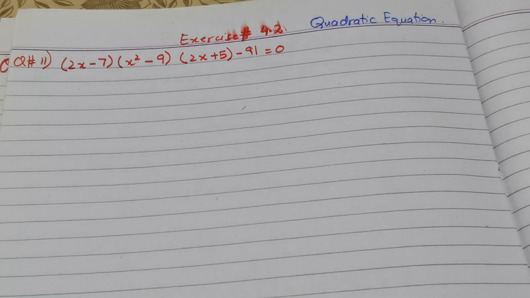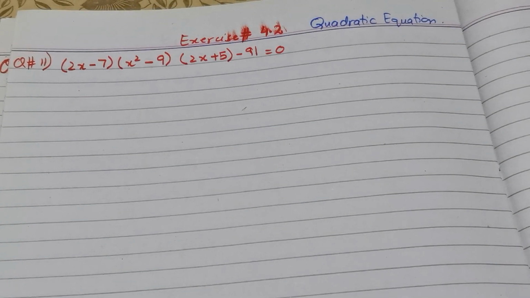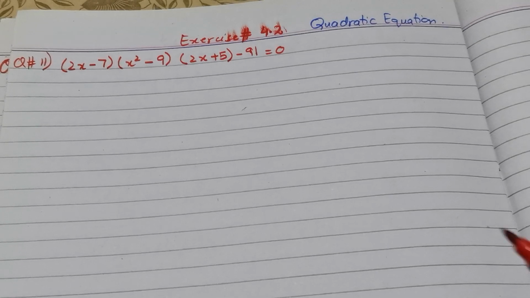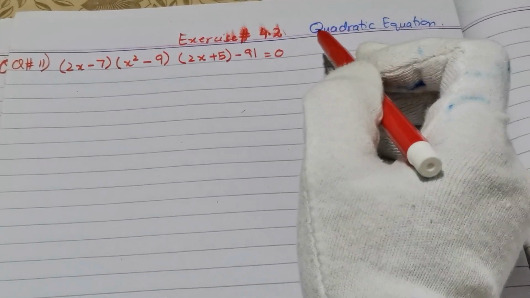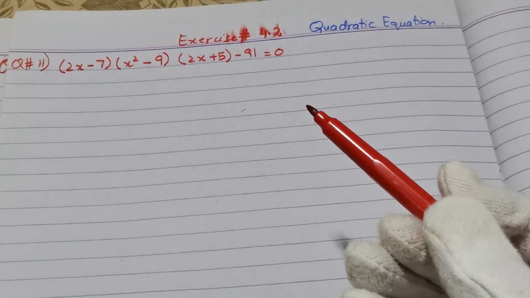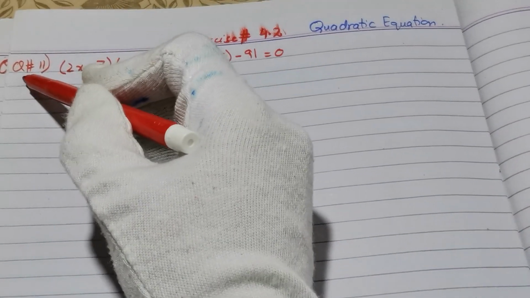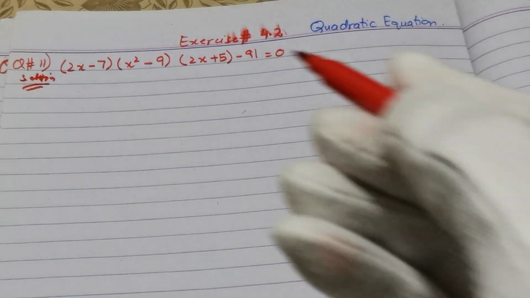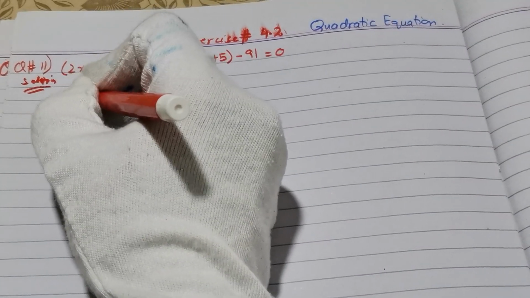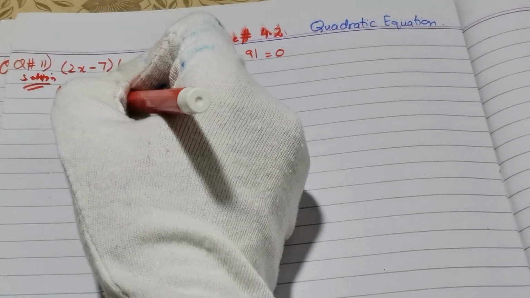Today I'm going to teach you question number 11, exercise 4.2. Solve the equation. And to solve this equation, (2x minus 7).